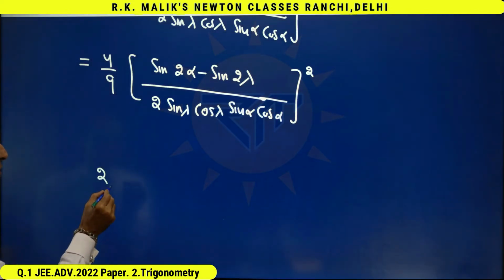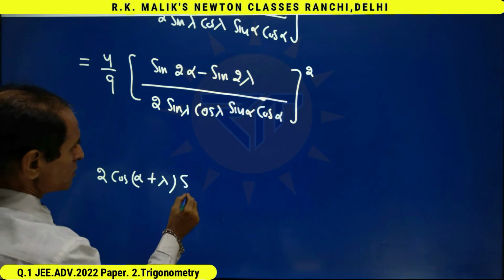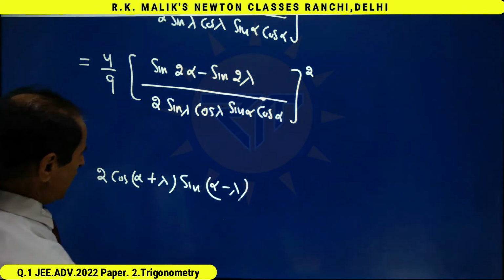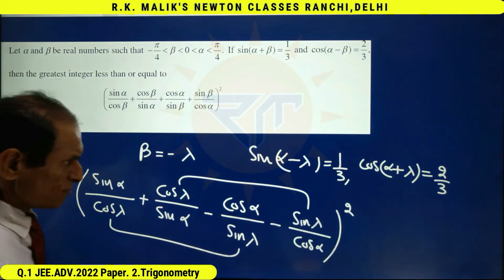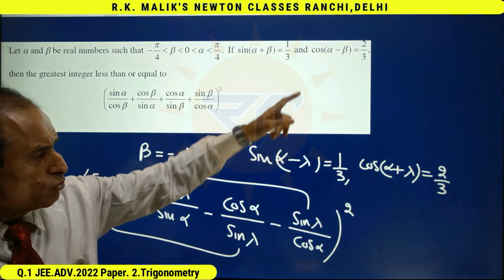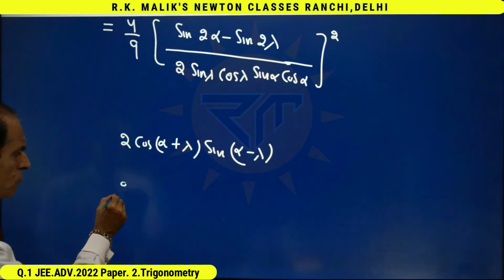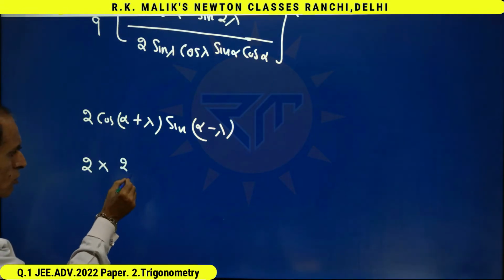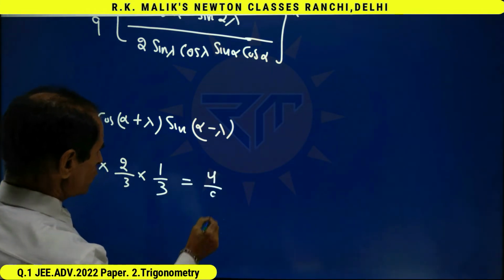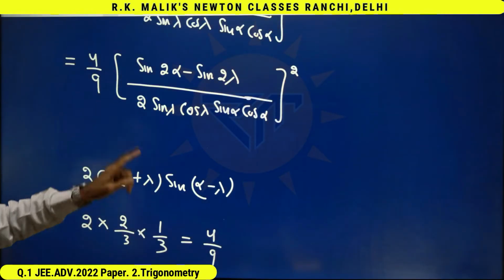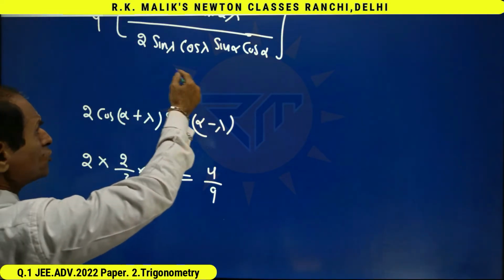I will be getting 2 cos(alpha plus lambda) sin(alpha minus lambda), and the value of both of them is known to us here, as I had derived these from these two. Therefore, now the problem of numerator is over. Hence, the value of this will become 2 into 2 by 3 into 1 by 3, that is 4 by 9. Hence, the value of numerator becomes 4 by 9. And the next thing to do is to find the value of this.